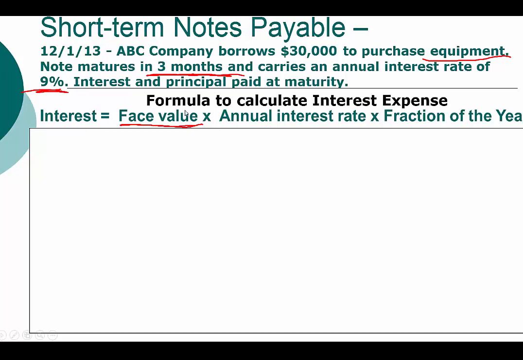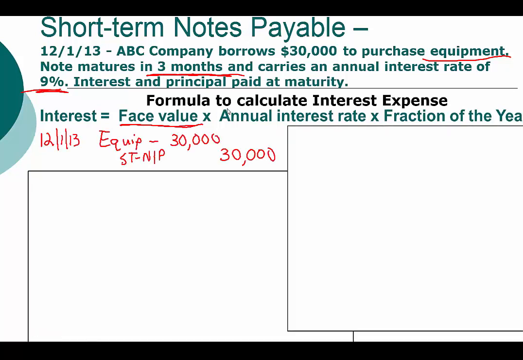We'll use this formula again to calculate the actual interest expense. The interest is face value, which is the $30,000, that's how much we borrowed, times the annual interest rate, which is 9%, times a fraction of year. So the first part, till we get to the financial statements and do the adjusting entry, is 1 month, and then we have 2 more months until the note matures. So let's look at what it looks like for journal entries. The first one, when we actually purchase the equipment, we will debit the equipment account for the $30,000, and then we have a short-term note payable, also due for $30,000.